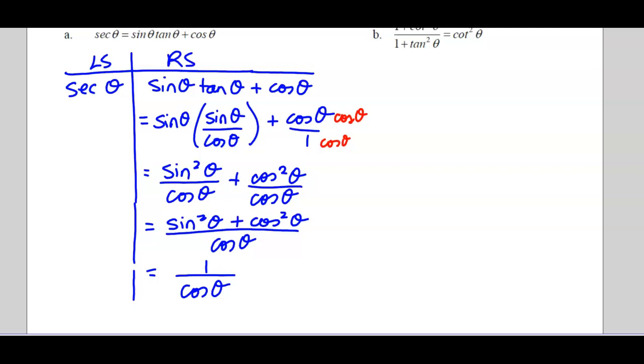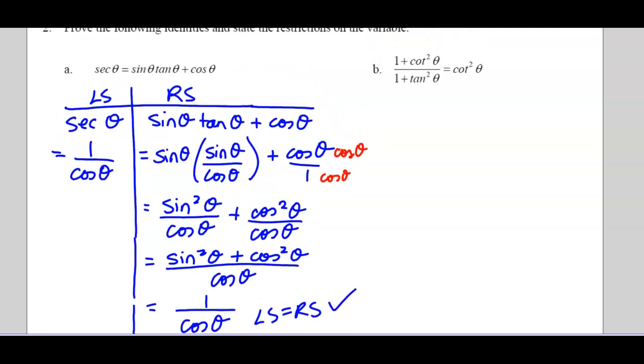You do need to show each side looking exactly the same. So you can either say this is equal to secant, or you could go here and do 1 over cos theta. You can do a little bit to both sides. You don't have to just take one side and do all the work. You can do a little bit to each side. Okay, there's no rules about that. You just have to keep those sides separate. Okay. So left side equals right side, so that's good.